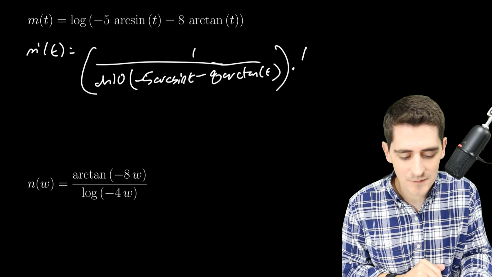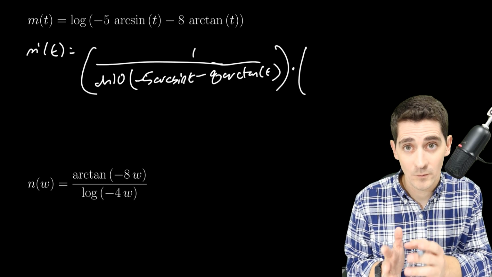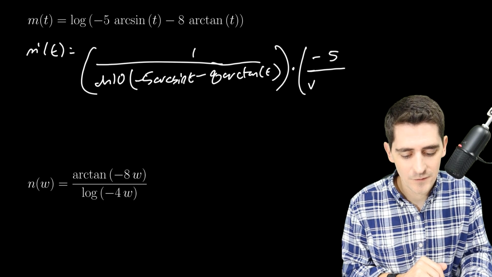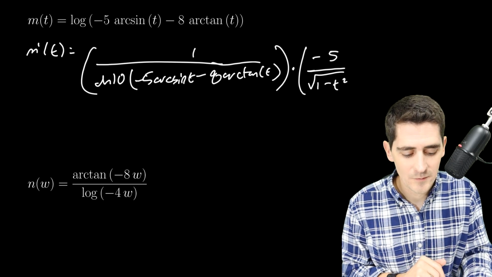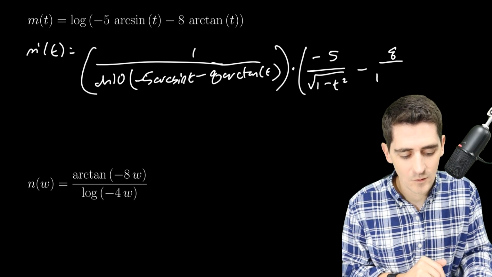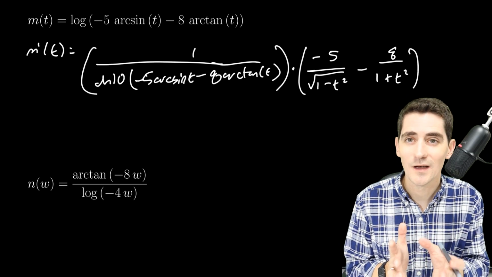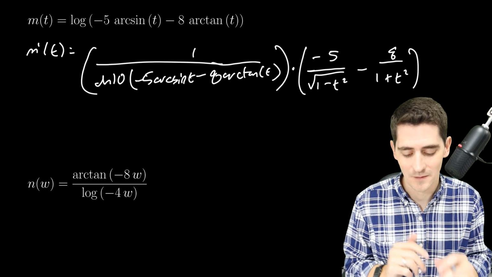And so the derivative of what's inside is what we've learned earlier. Arcsine is going to be, we're going to have negative 5 over the square root of 1 minus t squared. And for arctan, I'm going to say minus 8 over 1 plus t squared. So here we're just applying chain rule. And it looks ugly, but that's okay. It's still the same thing.